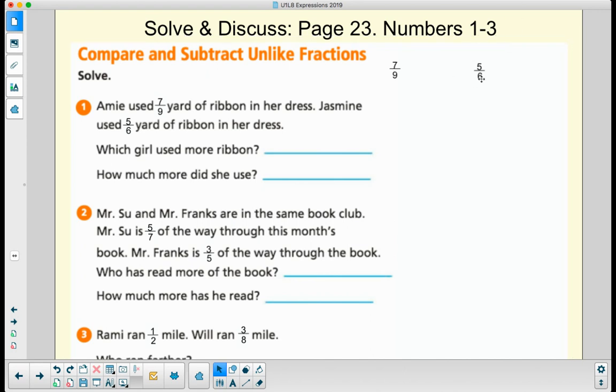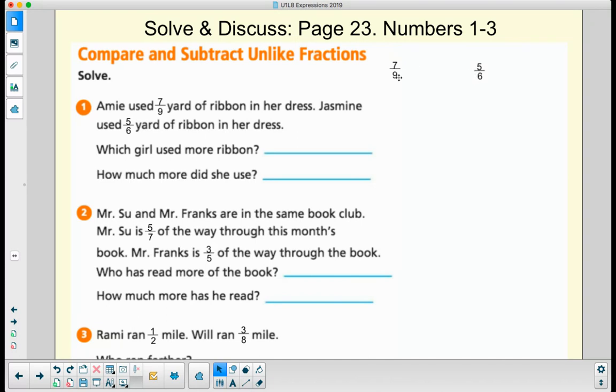So first I look, is 6 a factor of 9? No. Nothing multiplied by 6 gives me 9. Is 1 the only common factor of 9 and 6? No. I know that 3 is a common factor of 6 and 9. 3 multiplied by 2 is 6. 3 multiplied by 3 is 9. So I do not need to go 9 multiplied by 6 is 54 and use 54 for my common denominator.